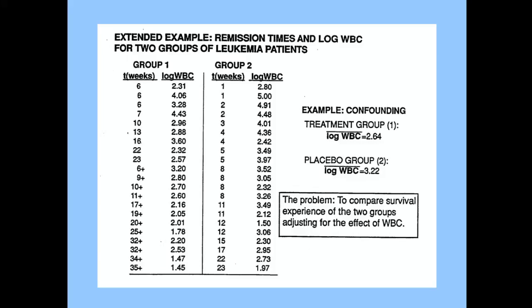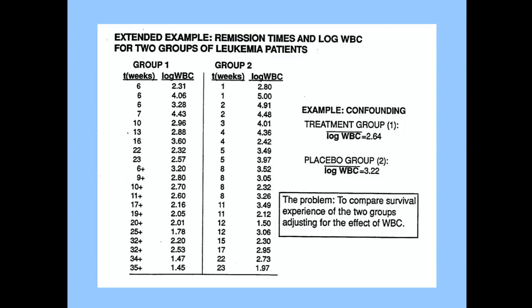So if the white blood cell is high, that's bad, right? Or the log white blood cell count. Now, in this case, people have decided log white blood cell is a better measure of that. So the purpose of this data set, I've expanded the data, I've extended the example. We still want to compare groups 1 and 2. But we want to control for the fact that there's a variable that's maybe a confounder, or maybe it's even an effect modifier, white blood cell count, or the log of white blood cell count.